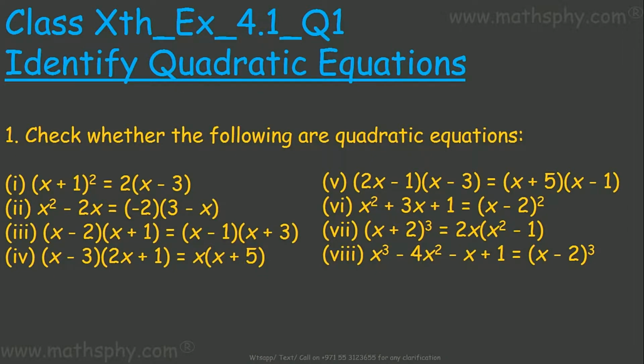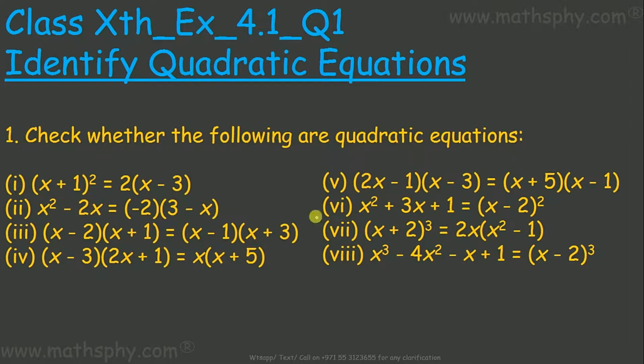Now this question here from Quadratic Equations says, check whether the following are quadratic equations. We have these 8 equations here, and we have to see how many of them are quadratic equations. It means we have to see to it that the highest degree should be 2, and they can be put into the format of ax squared plus bx plus c. If these two things are fulfilled, they are quadratic.